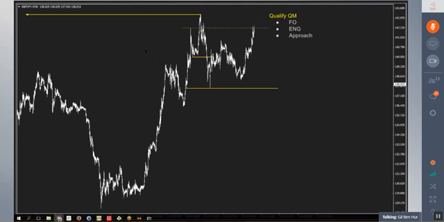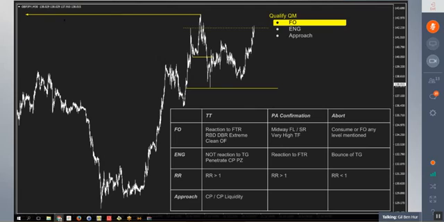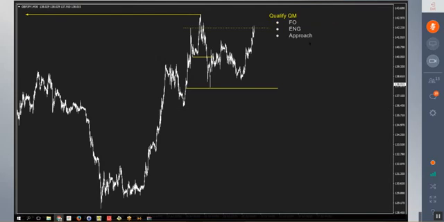So this is why I'll spend your time on this. It's obvious, but very, very important. We really need to ask ourselves the very basic question: is this Quasimodo qualified or not? We're going to first investigate the fake out. Is the fake out on the right level? Like, is it bouncing on something that is significant, or not?